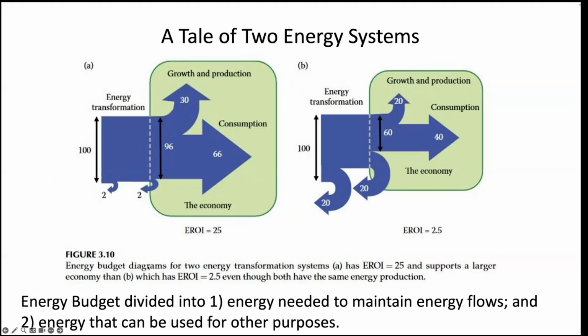So here we've got a tale of two energy systems. We've got the same amount of 100 units at the beginning, coming into the energy transformation system, but relatively modest losses here compared to this one, which has much higher requirements for energy to build it and to maintain it. So you can see that there's much more energy that is available for consumption and growth and production in this kind of a system than there is in this kind of a system, right? So this one has an energy return on investment of 25. This one is 2.5. So that energy budget has to be considered in all steps.